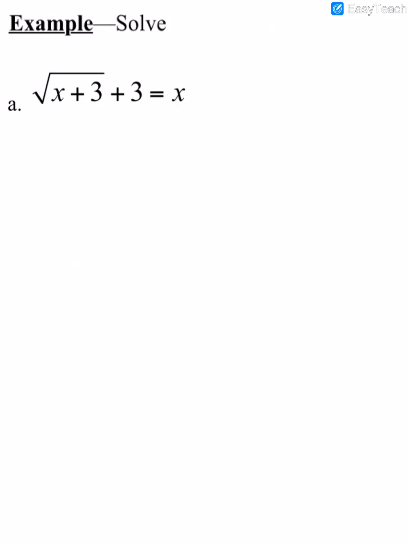So my radical right here, I want to get it by itself on one side of the equation. So to do that, I'm going to subtract the 3 from both sides of the equation. Alright, so I have the square root of x plus 3 equals x minus 3. Alright, so I isolated the radical. I got the different looking thing by itself on one side of the equation. Now, once we isolate whatever it is that's different, we want to undo it. So the way that we undo a radical is to raise it to the second power.